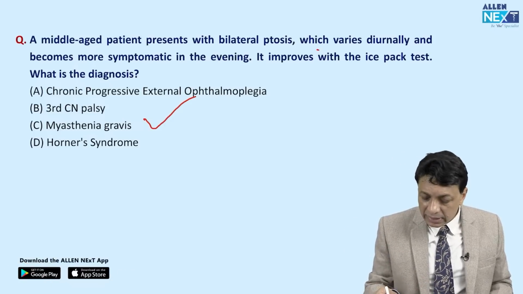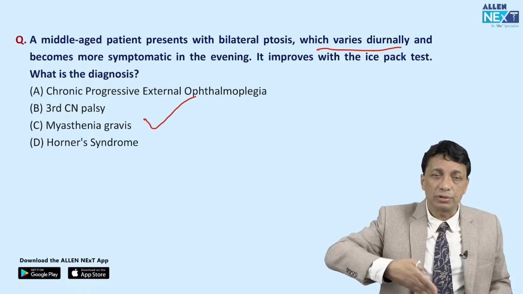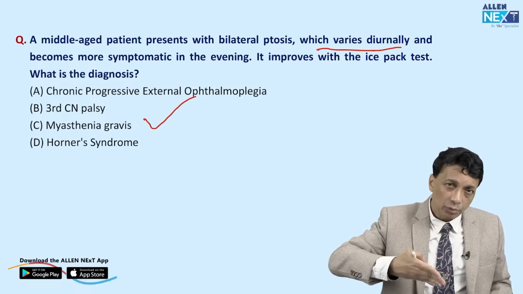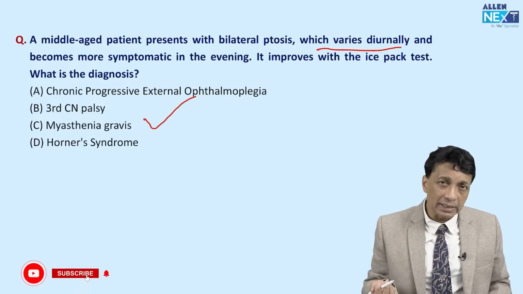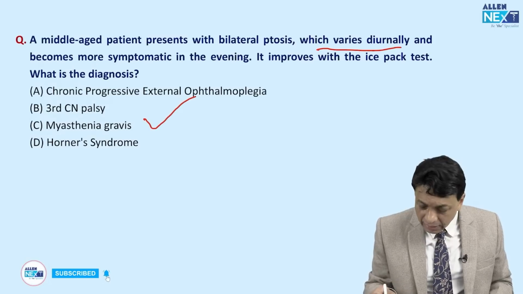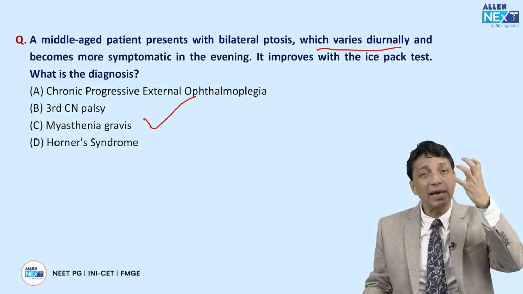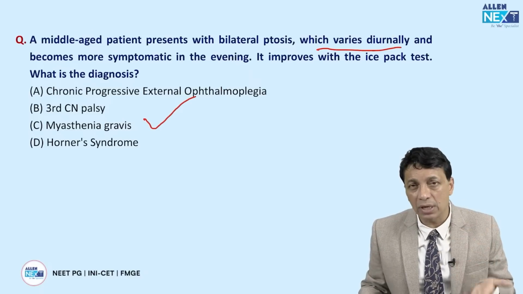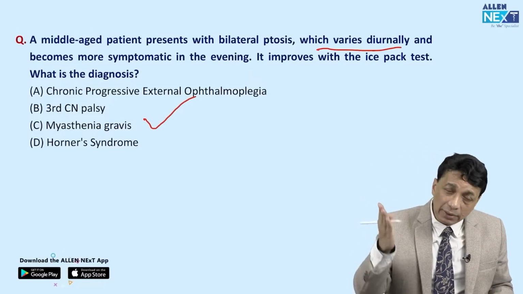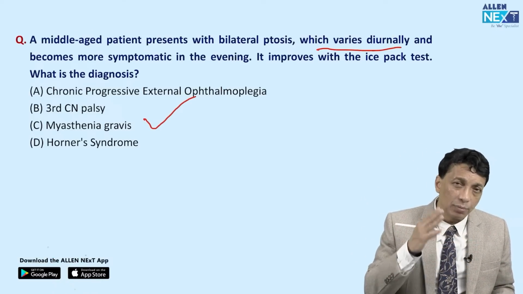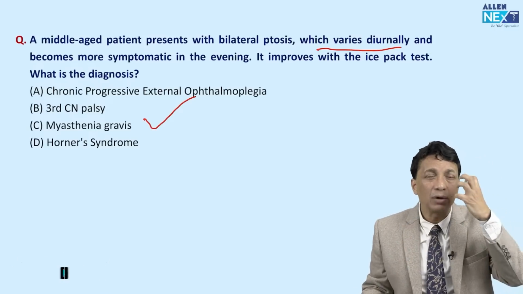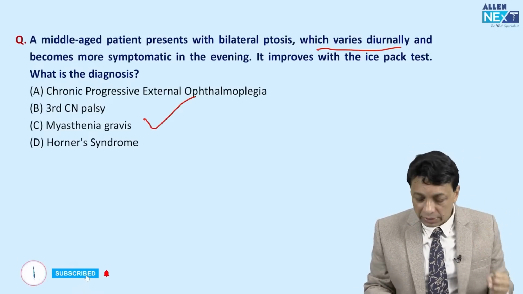Varies diurnally. This is the clue. This fluctuation with worsening of the ptosis in the evening is very typically seen in myasthenia, and improves with the ice pack test because when you put an ice pack, remember, as you cool the neuromuscular junction, it improves the electrical transmission. So when you put an ice pack on the closed lids for about 2 minutes, you can see that.